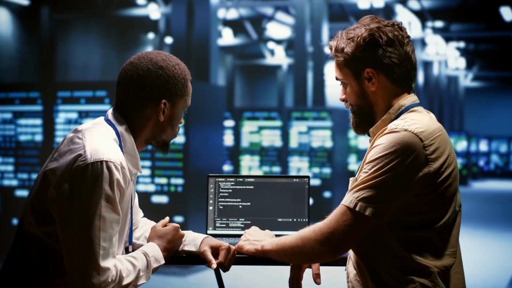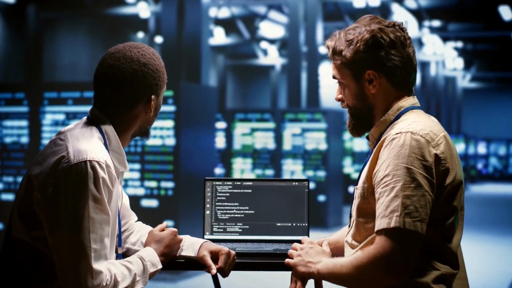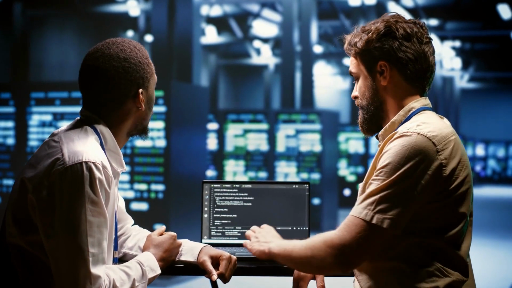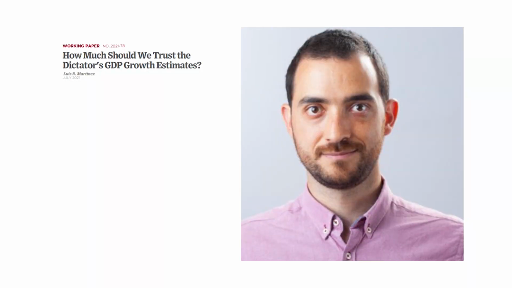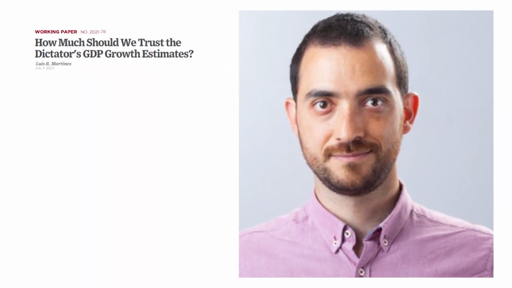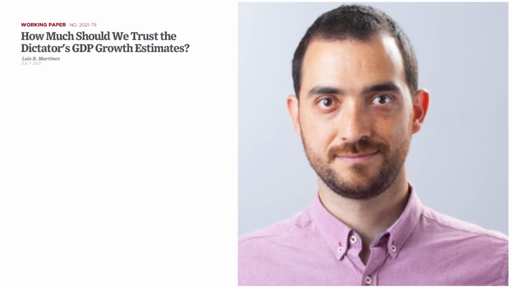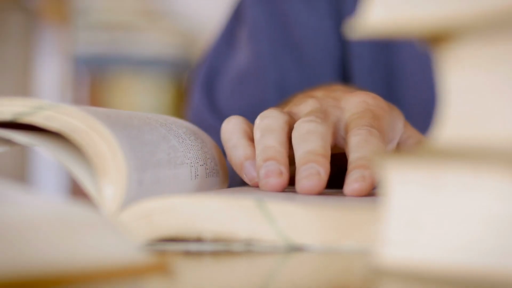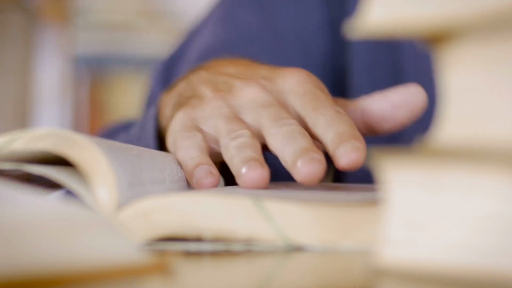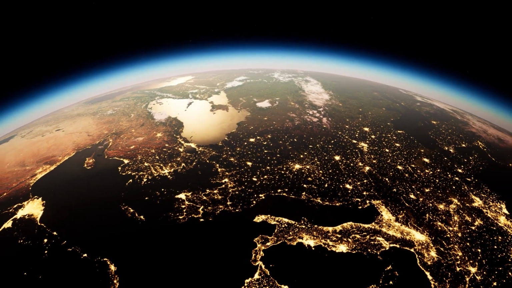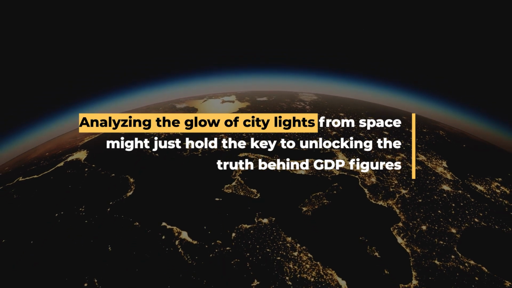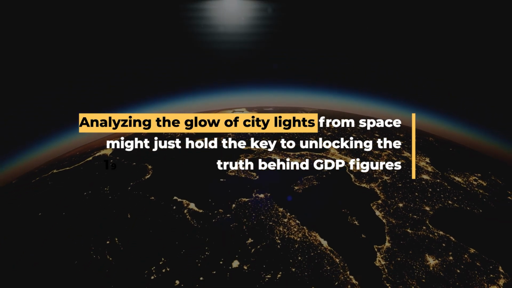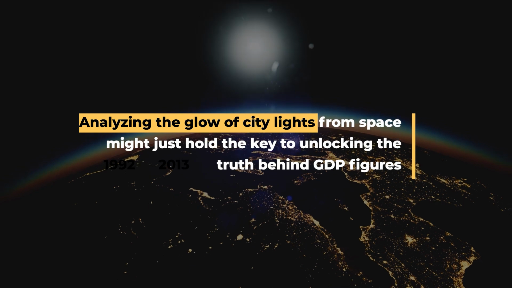Unraveling potential misrepresentation in GDP figures is no small feat. But thanks to satellites, lights, and a groundbreaking research paper by Luis R. Martinez, an assistant professor at the University of Chicago, we might be one step closer. In his study, Martinez proposes a uniquely illuminating method, using satellite images of nighttime lights. Yes, you heard it right. Analyzing the glow of city lights from space might just hold the key to unlocking the truth behind GDP figures.